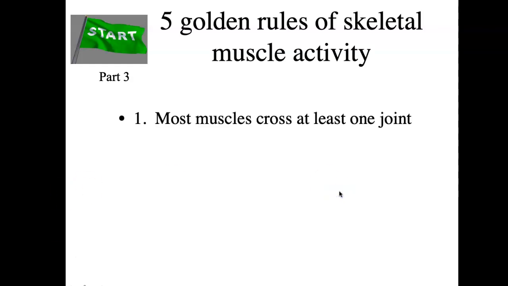First, most muscles cross at least one joint. Because we wanted to cross the joint so that when you contract it, it's going to flex or extend at that particular joint. So if you're flexing at the elbow, it's because that muscle crossed the elbow and it's attached on either side, so that contracting it is going to move the forearm. I'm saying most and not all.